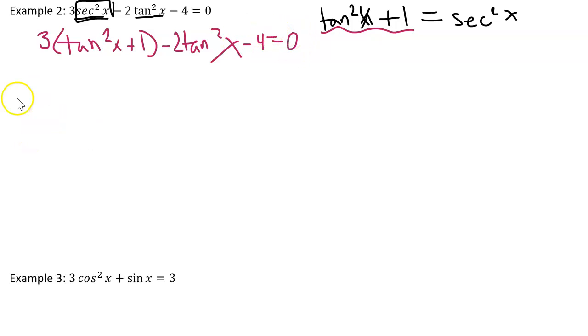Distribute the 3 to both terms in the front parentheses. Oh no, I forgot to multiply the 1 by 3. Make sure you don't make that same mistake.